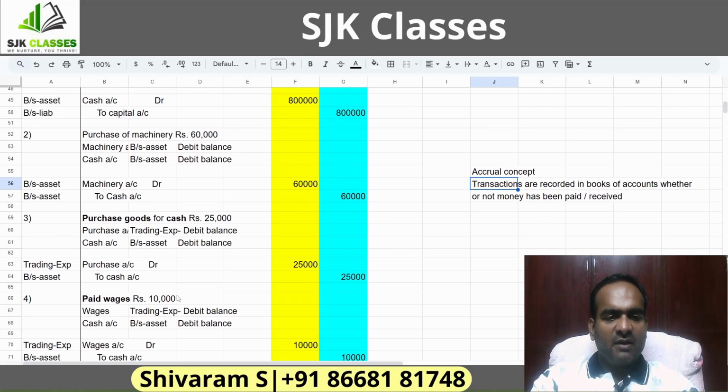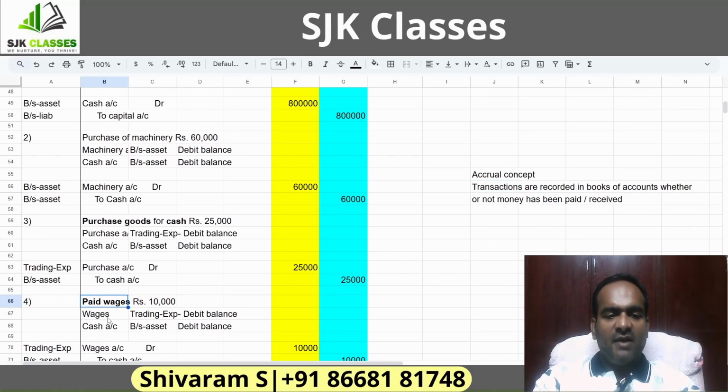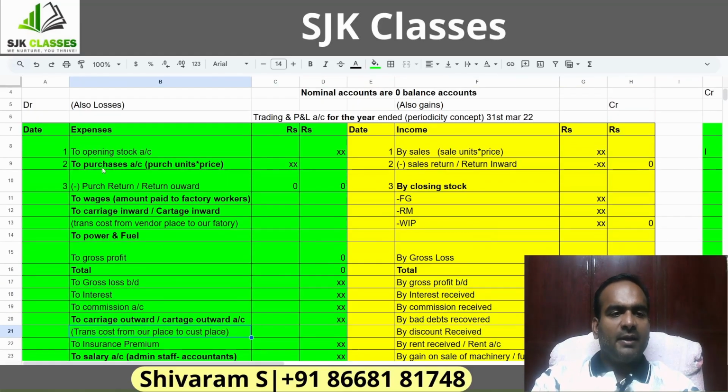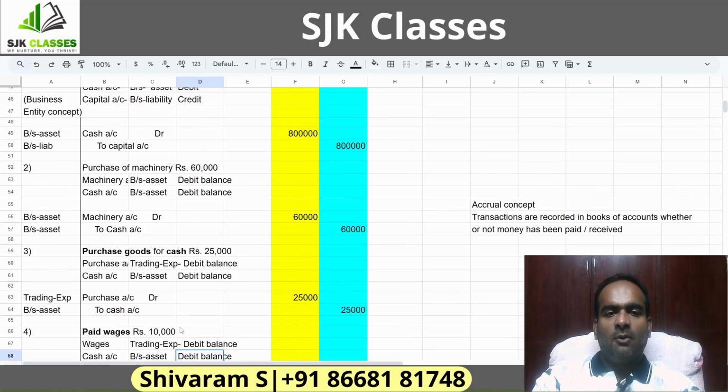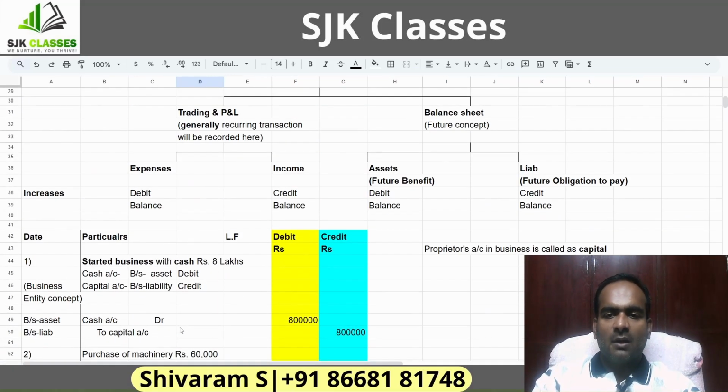The topic which we are covering is paid wages. So paid wages means what is happening here? Wages is a recurring transaction. I have to pay wages continuously to my workers. So it's an expenditure for the firm, and wages is a trading item. It's a manufacturing cost, right? So wages will be booked in the trading account. Expense has a debit balance, and cash, which is an asset, has a debit balance. So as per modern rules of accounting, what do we have to do?